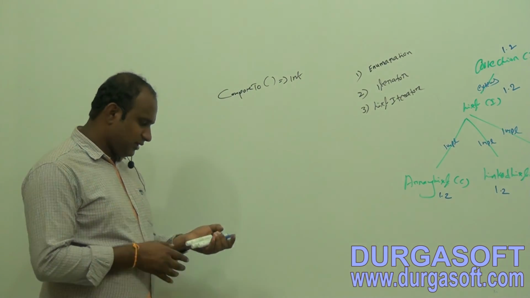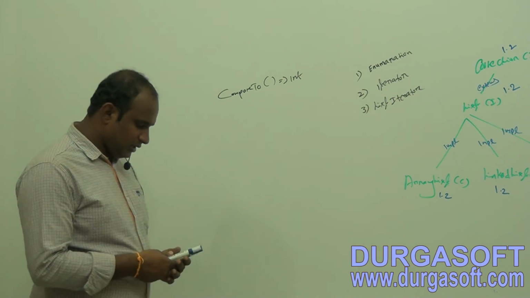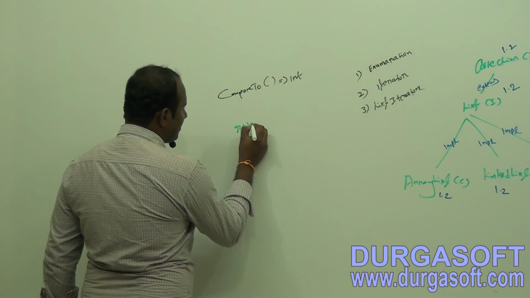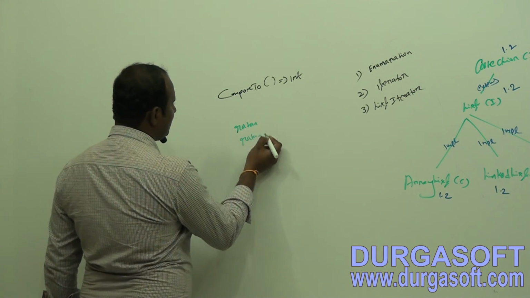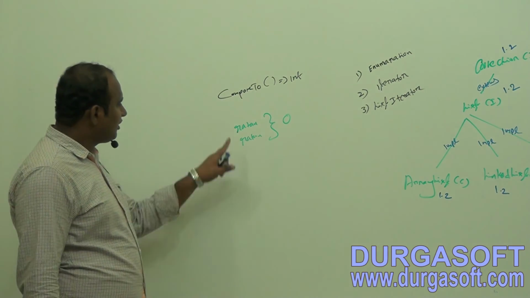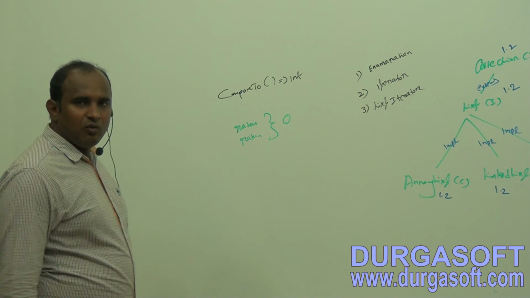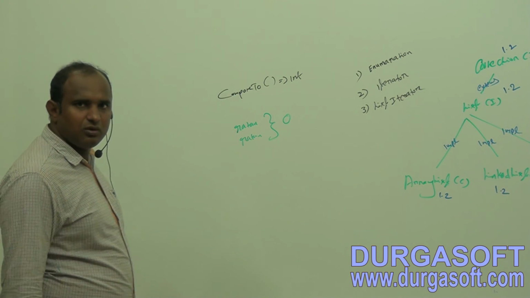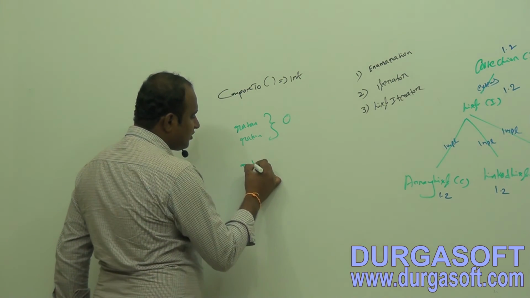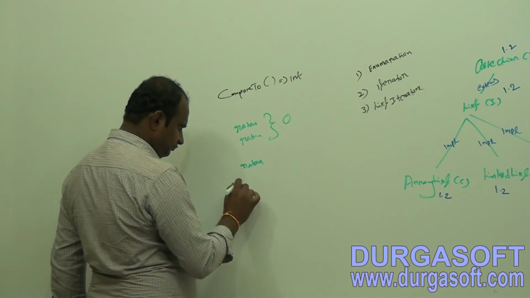So the compareTo method return type is integer. If two strings are equal, for example Ratan and Ratan, it returns 0. If two strings are equal, is any change required while performing sorting? No change, 0.